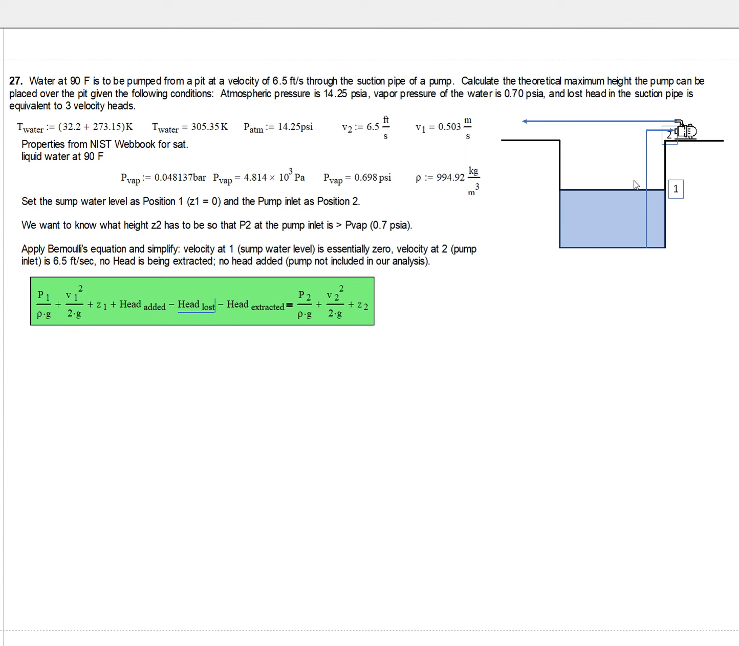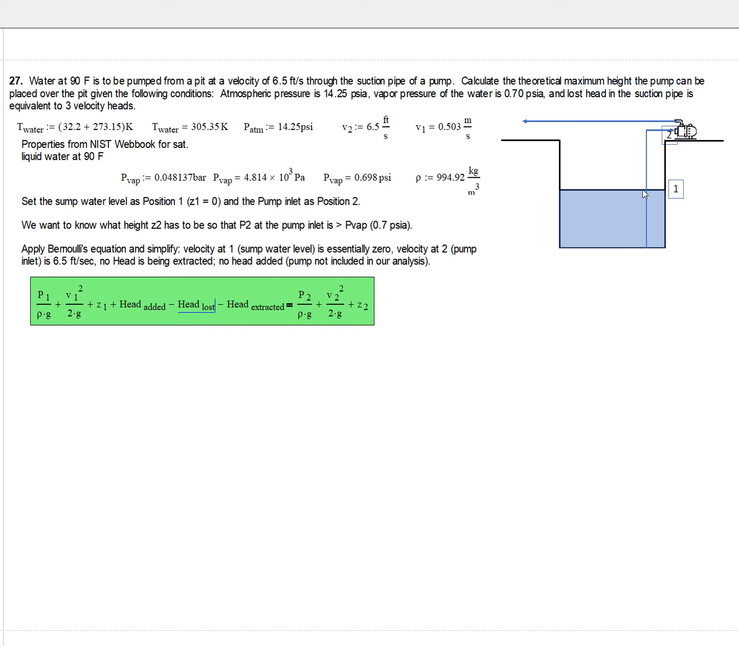And the answer is no. We do have a pump, but the pump is not part of our system, right? Our system goes to the inlet of the pump and then it stops. The pump is not part of our system, so there's nowhere in here that head is being added, so that's equal to 0.